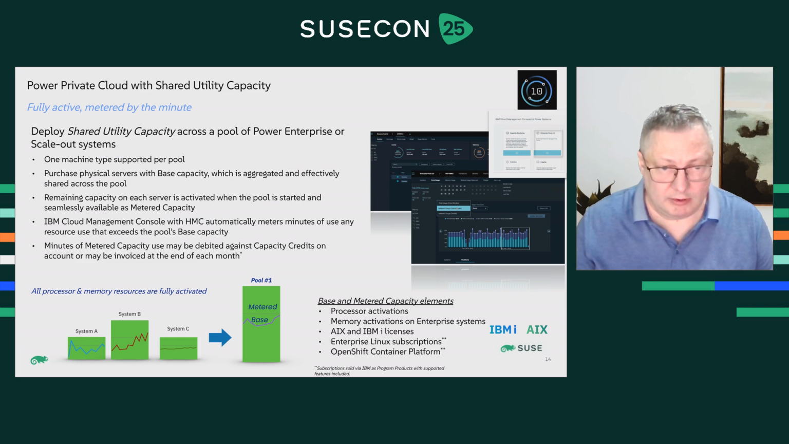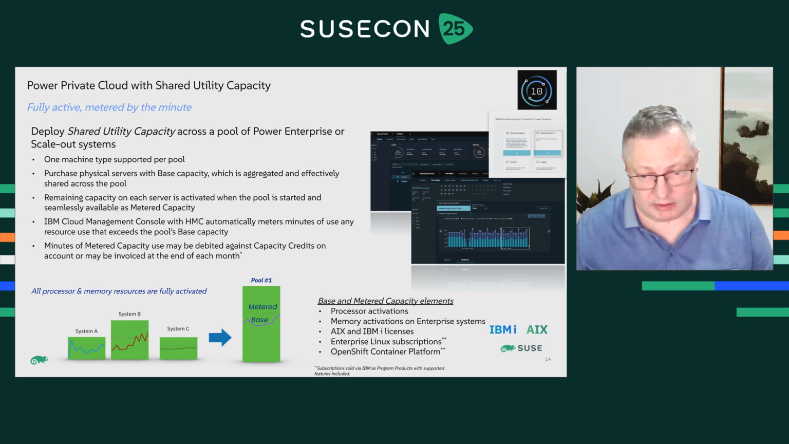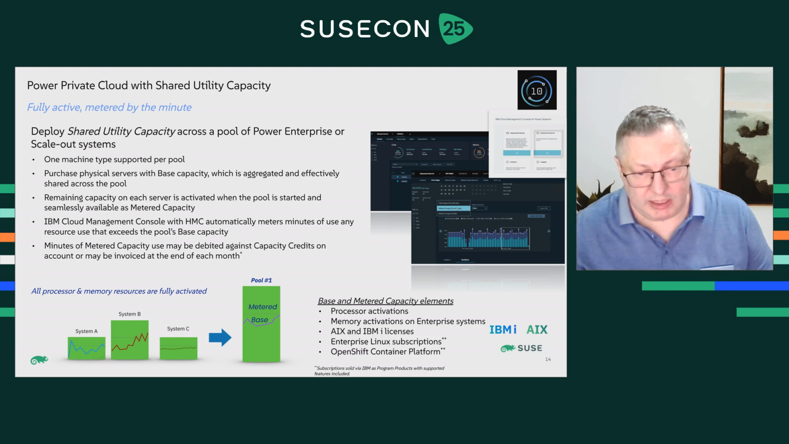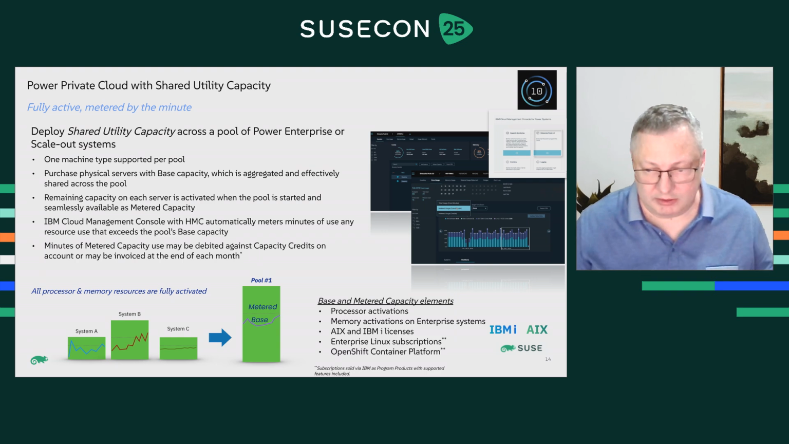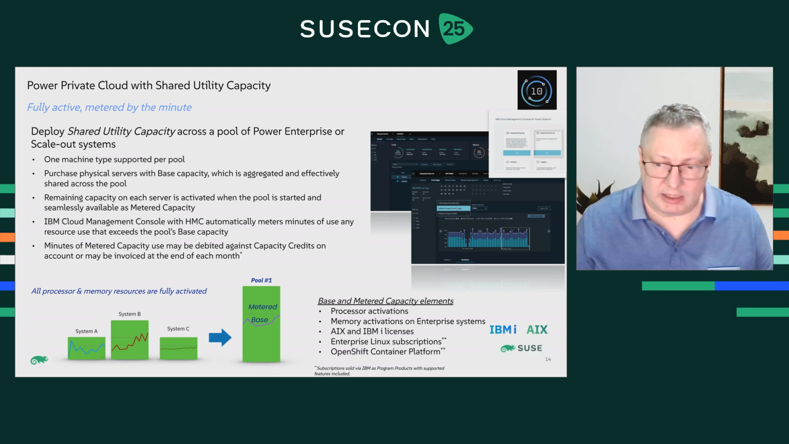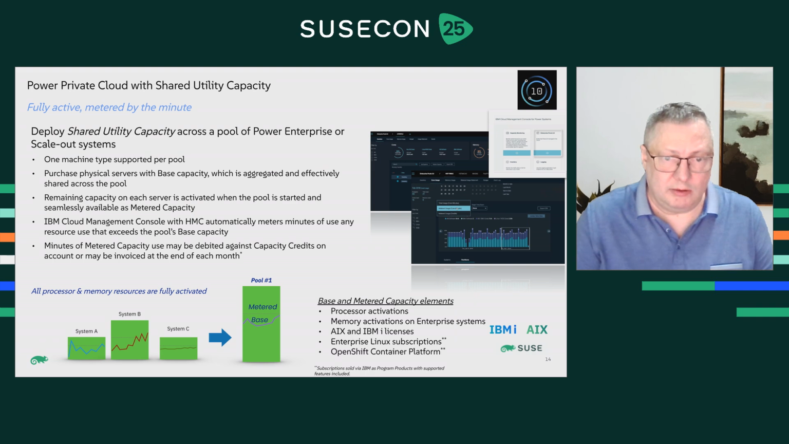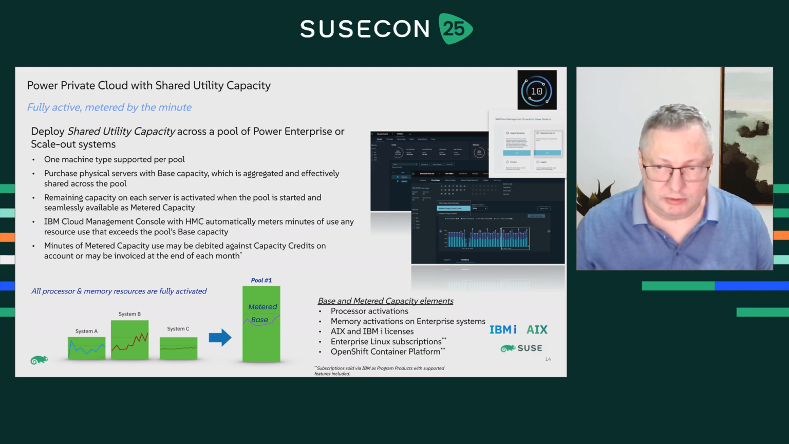And that's compatible with all operating systems, including SUSE Linux Enterprise Server. So you can have partitions running SUSE Linux, IBM i, AIX, Red Hat Enterprise Linux, and Red Hat OpenShift. And we are able to meter the compute usage for all those partitions and charge the customer by the minute.